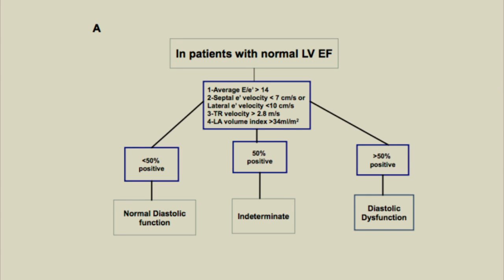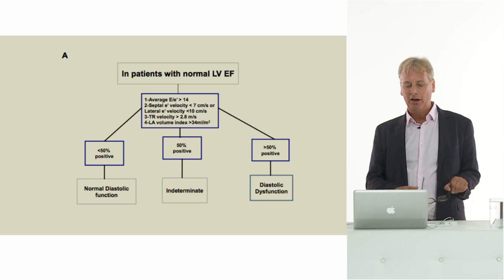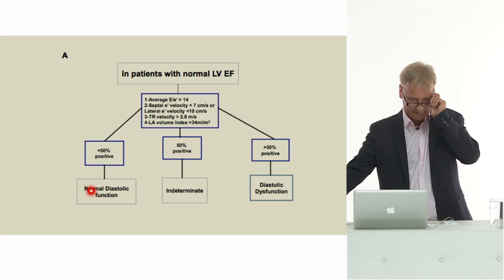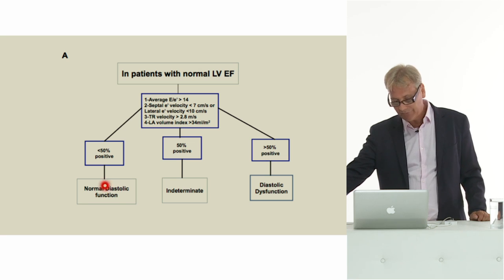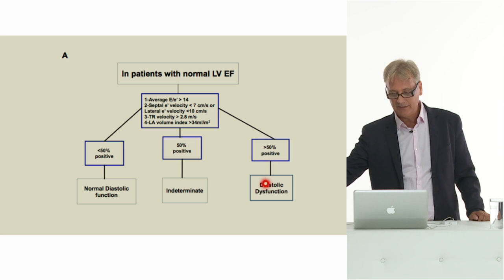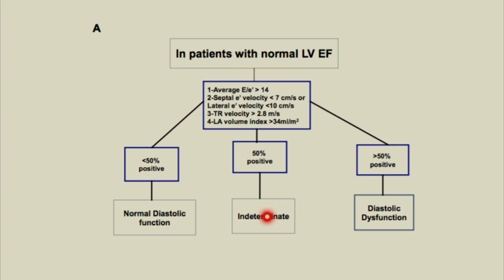You are not a bad echocardiographer because you are not able to decide. That's the truth, and then write it down in your report. It's very important. So this is the scheme that has been proposed in patients with normal ejection fraction. Whether or not you think that diastolic function is present, you look at these parameters, and if more than half are positive, then you have diastolic dysfunction. If less than 50% are positive, you have normal diastolic function, and this is the intermediate group where we simply do not know.